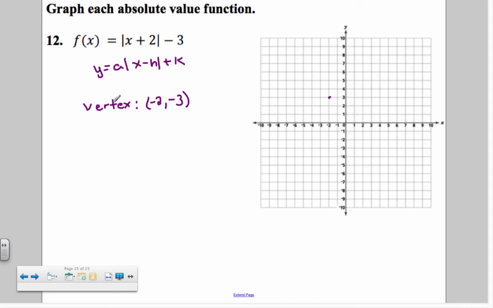And then what I need to do is look at my a. Well, my a is 1, and I can compare my a to the slope. So from this point, I can go up 1 over 1 and put a point, up 1 over 1 and put a point, up 1 over 1 and put a point, and also do that in the opposite direction. Finally, I can connect my lines, with some nice arrows at the end of them. And I have graphed this absolute value function.